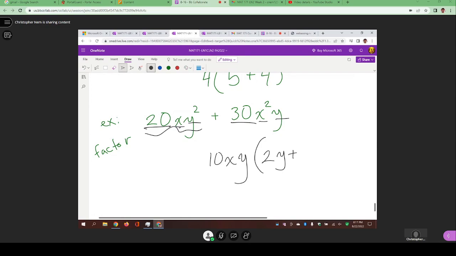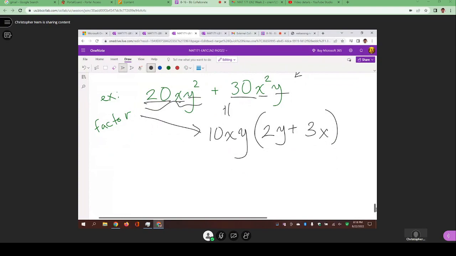And then we do the exact same procedure for the second term. 30 divided by 10, that's going to be 3. X squared divided by x, that's going to be x. Y divided by y, that's 1, so it is gone. This is our factored form. So now we are able to turn this long set of building blocks into smaller ones using GCF. So we have the guess and check method, and that also works for perfect squares. And then we also have the GCF method. Guess and check and GCF so far. So that's very nice.